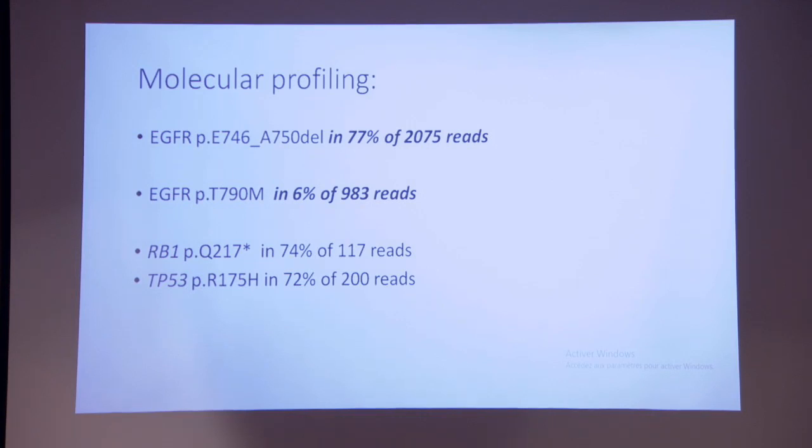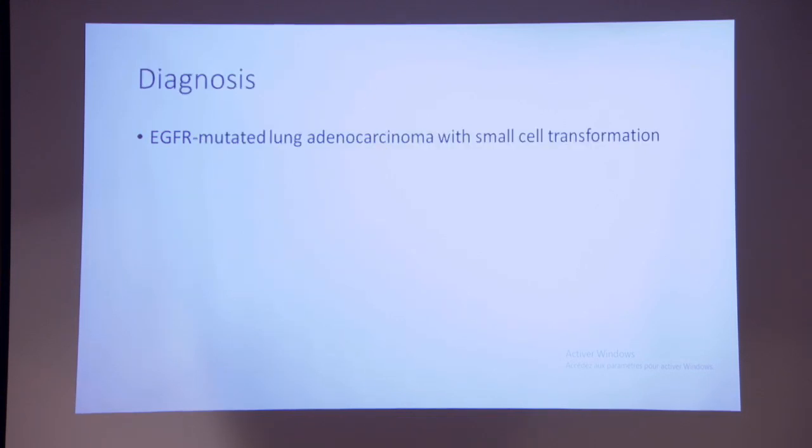So as we discussed earlier, RB mutations are essentially always present in small cell carcinomas. And it turns out that they can actually anticipate the development of small cell transformation in patients who have lung adenocarcinomas containing EGFR mutations. So the diagnosis in this case is an EGFR mutated lung adenocarcinoma with small cell transformation. Clinically, what this will do is trigger the use of a small cell type of regimen for the patient. The patients will respond to small cell chemotherapy in this case.